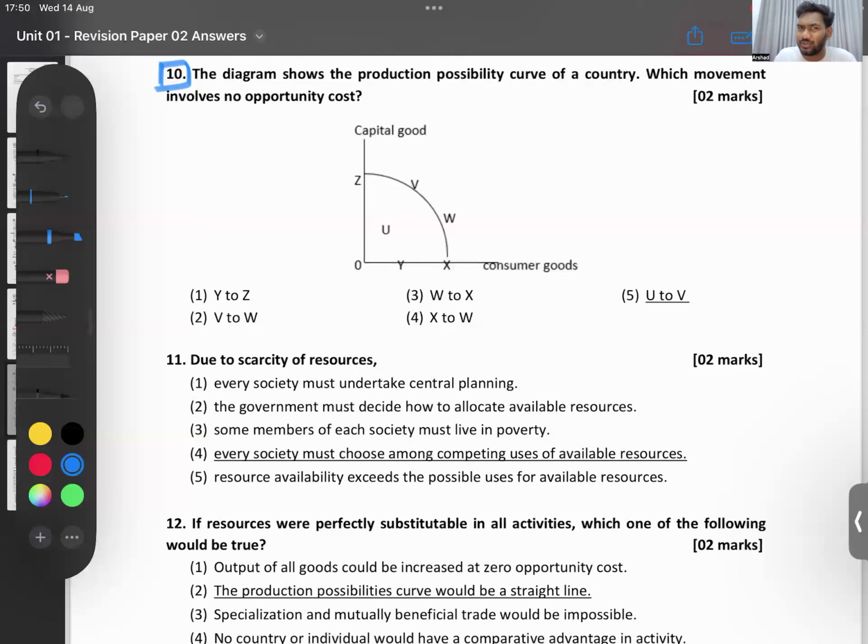When will you have no opportunity cost? When you're moving from which point to which point? This is an easy one, Lama. This we will learn that when we do PPC. When will you have no opportunity cost? When we are moving from a point inside the PPC to a point outside. Opportunity cost means you are sacrificing something.